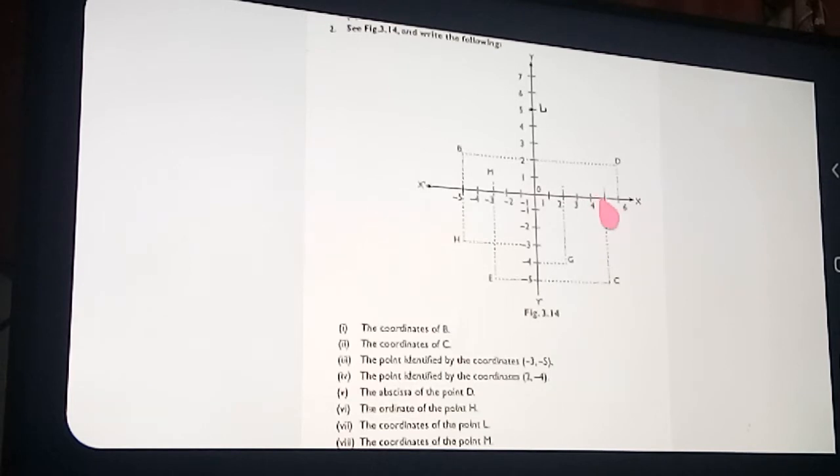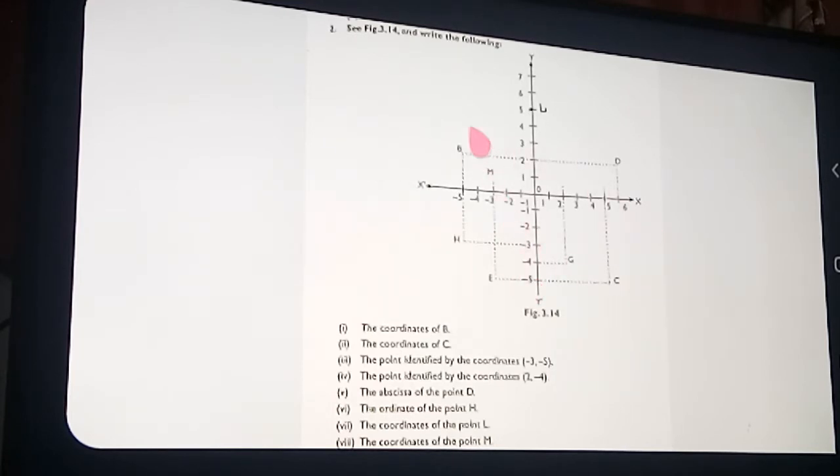So what is the x-coordinate of this point C? 5. And the y-coordinate of this point is how much? Minus 5. So how will you write the coordinates of this point C? Ordered pair 5, minus 5. Have you written? Write down: coordinates of C is ordered pair 5, minus 5. Written now? Yes. Okay, so B is written and C is written.